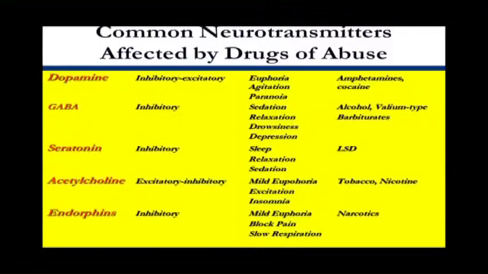Go on. So here's a quick little slide that says dopamine has to do with euphoria, agitation, and paranoia, and we know that because people who've taken amphetamines and cocaine that work on dopamine know those things happen. We know that GABA is your don't stress, be calm, be cool. It inhibits you. It causes you to be relaxed, drowsy. It can impact depression and sedation. And so alcohol and Valium-like drugs do that. Serotonin is sleep, relaxation, sedation, and it's the major drug impacted by LSD, and so on and so forth. We'll go over each one of these when we cover each of the specific drugs, so we're not going to worry about that right now.